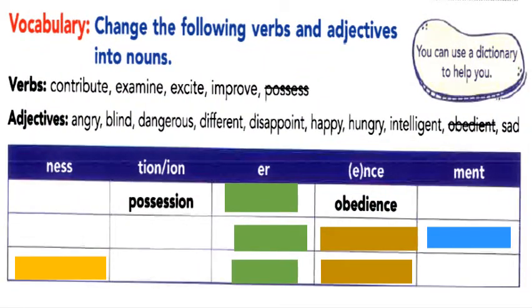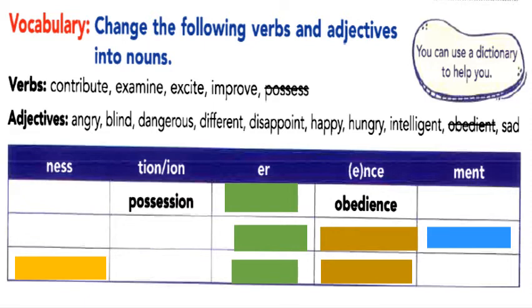Now, my dear students, let's complete exercise number 3, part 2, page 56. Look at your book carefully. Vocabulary. Change the following verbs and adjectives into nouns. We have some verbs and some adjectives. We want to change them to nouns. The verbs are contribute, examine, excite, improve, possess. Adjectives are angry, blind, dangerous, different, disappoint, happy, hungry, intelligent, obedient, sad.